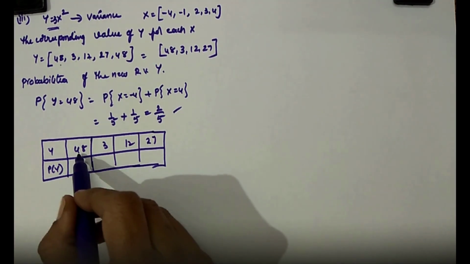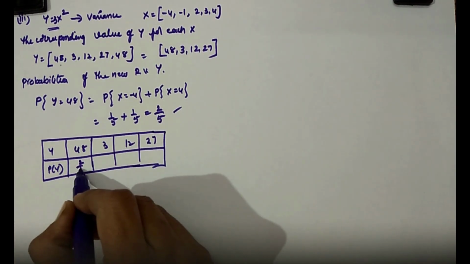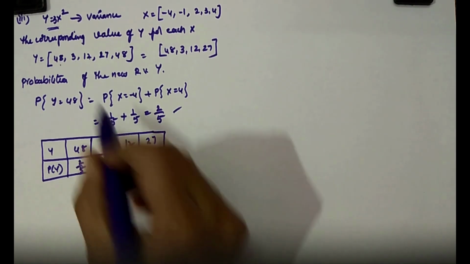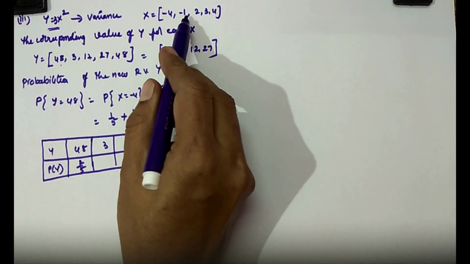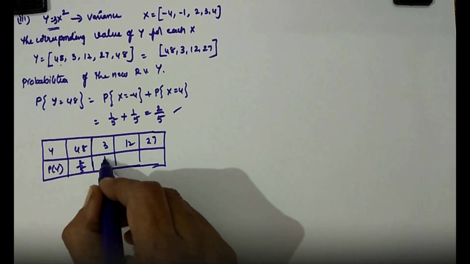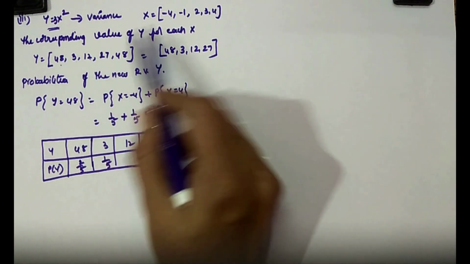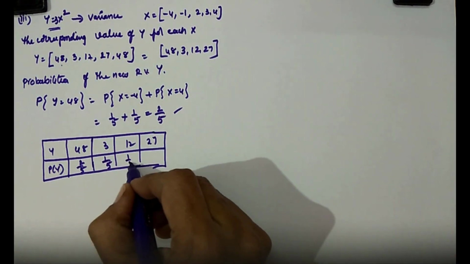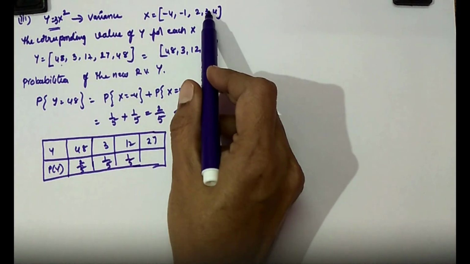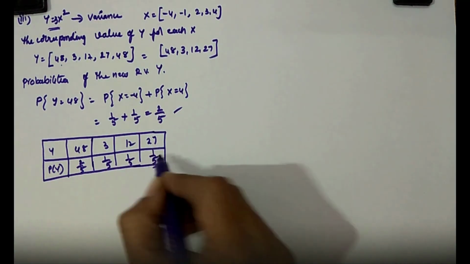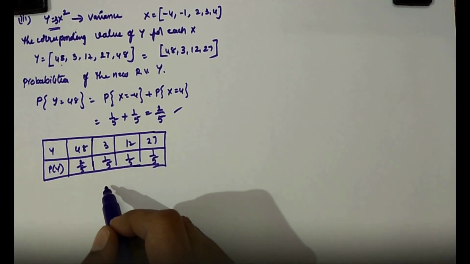What is the probability for 48? 2 by 5. And what is the probability of 3? As 3 is mapped to -1, what is the probability of -1? 1 by 5. And here 12 is mapped to 2. The probability is 1 by 5. 27 is mapped to 3. The probability is 1 by 5. So this is the new random variable y and its probability.